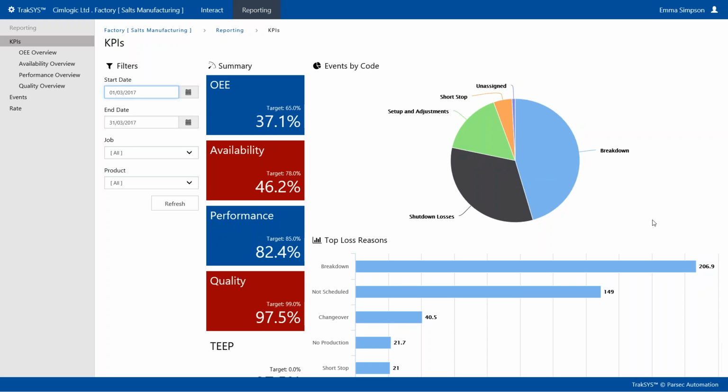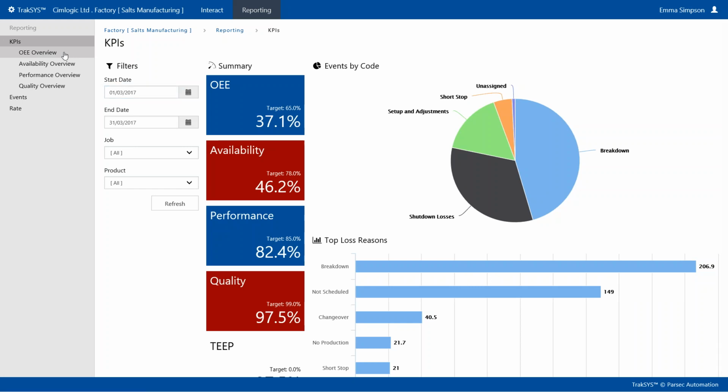But if you look down, actually we have a Pareto chart that lists the top 5 reasons, and more than the non-scheduled time, the breakdowns really impacted the production during these months. We'll try to understand why in the next dashboard.